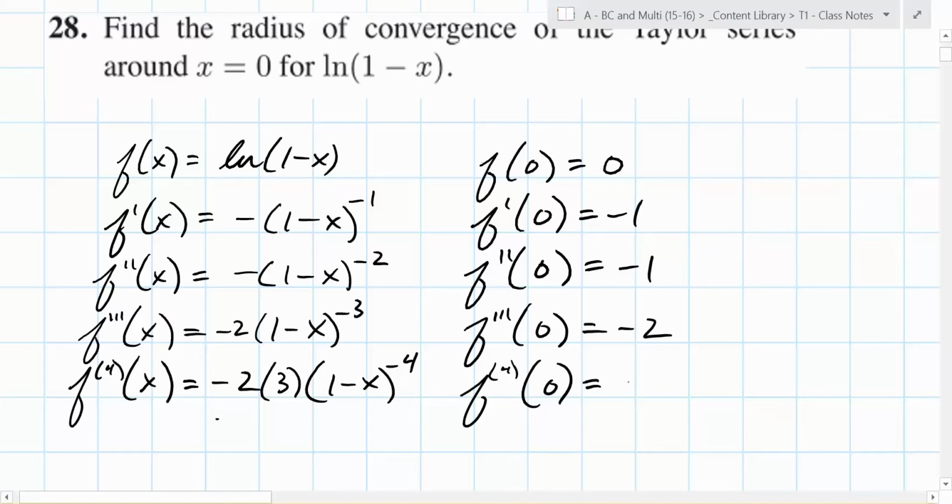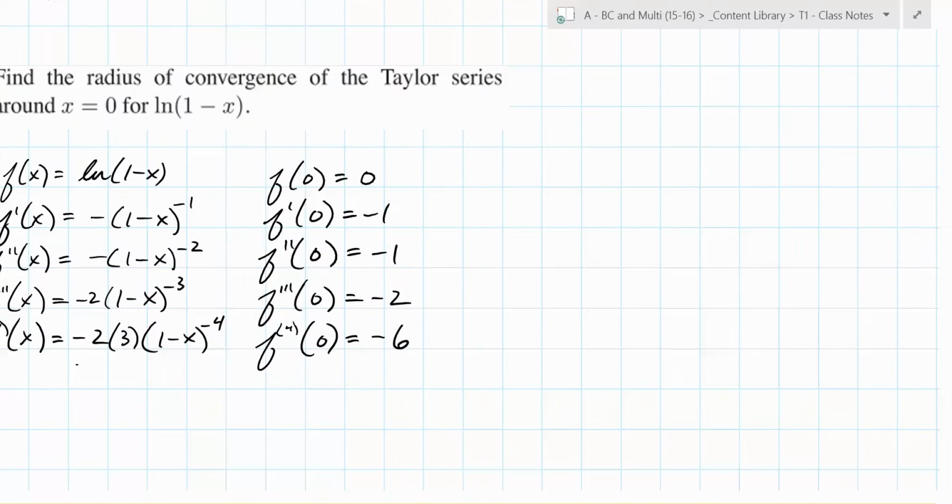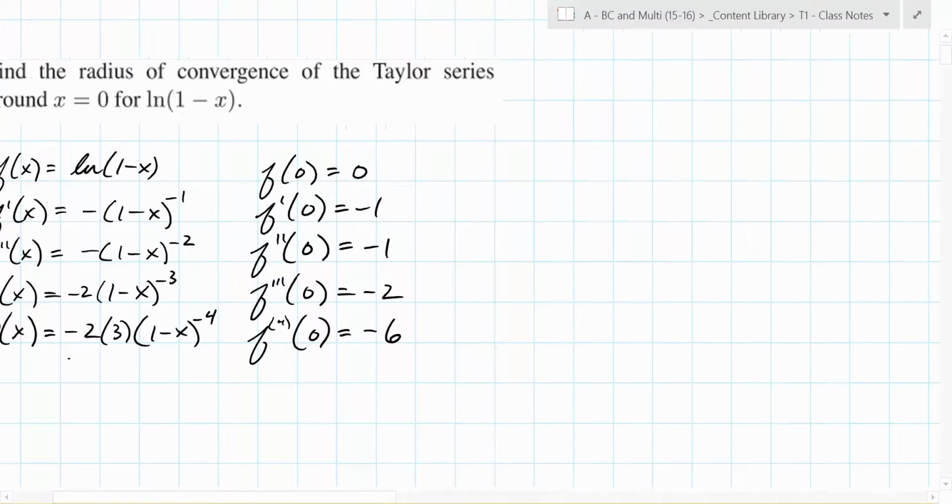So what's up here? Negative 6? Yeah. Nice. So what do we need to come up with if we're going to find this interval? The nth term, right? Could we list out the Taylor polynomial now? The first few terms? Let's list out the first few terms just for fun. So it's going to be f of 0, which is 0, plus f prime of 0 over 1 factorial x to the first.